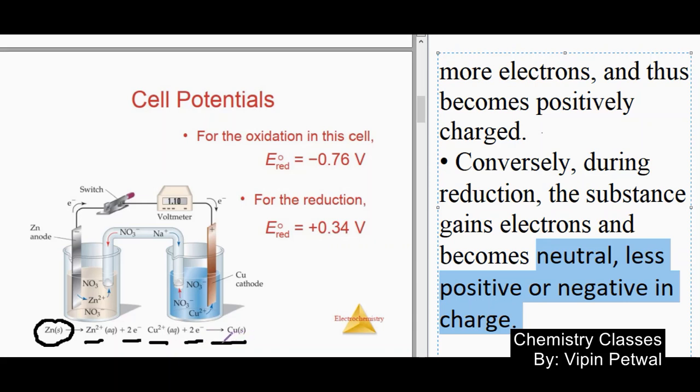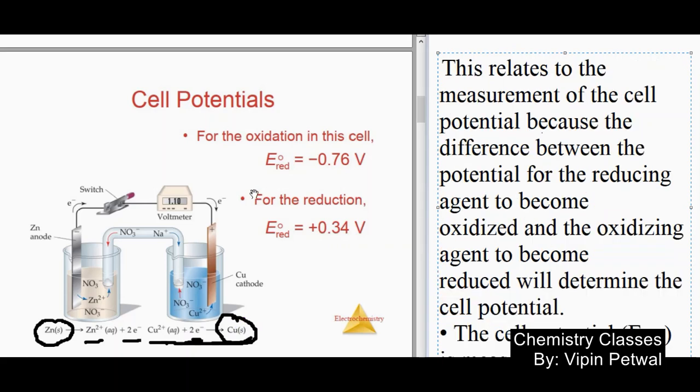It gains electrons and becomes neutral, or if we talk about any other substance, that can also become less positive or negative in charge. So in this case we are finding that it is becoming neutral. This cupric ion having 2 positive charge, after gaining 2 electrons, is becoming neutral.